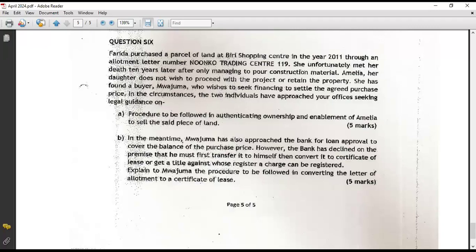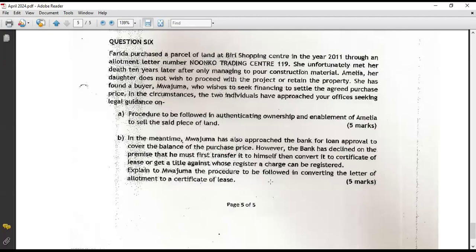That's yeah, but I'm sort of grasping based on previous information. Yeah, that is correct, very correct. You have even given more than what is required. Okay. So, the question was very direct: explain the procedure to be followed in converting a letter of allotment to a certificate of lease.